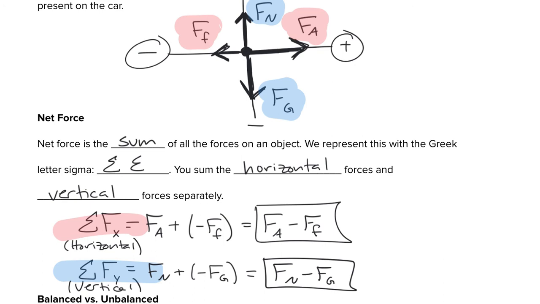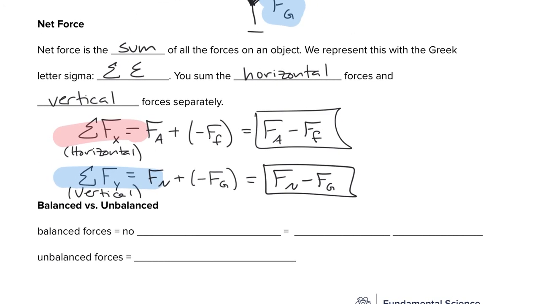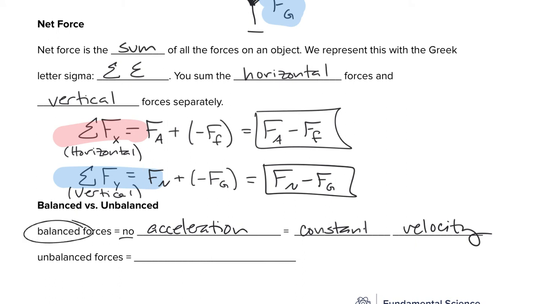Now the last thing that you need to look at is to decide if these are balanced or unbalanced. Balanced forces give no acceleration because everything basically cancels out. And what does no acceleration mean? It means constant velocity. So if it says constant velocity, that means there's no acceleration, which means balanced forces. The flip side is unbalanced forces mean there is acceleration.